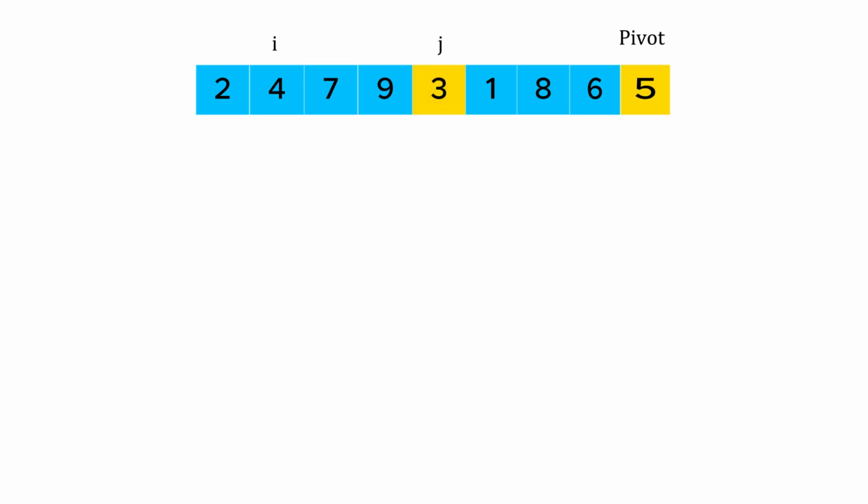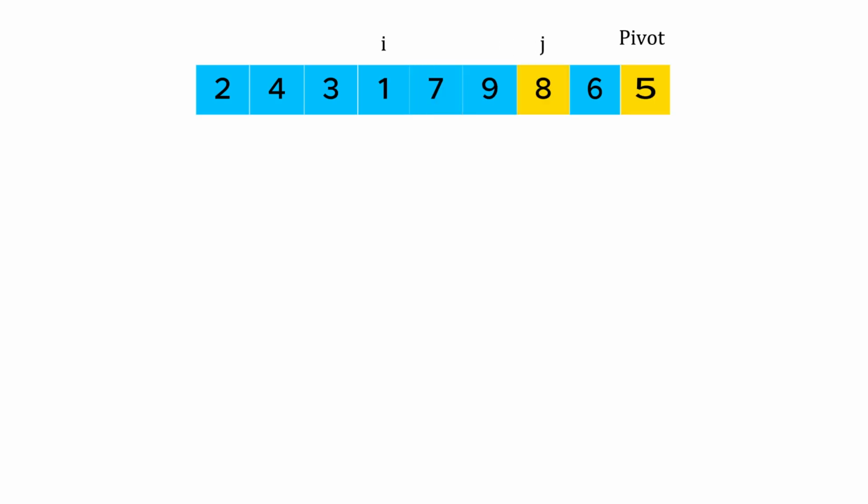We compare 3 with 5. Is 3 less than 5? Yes, it is. So we increment i by 1, swap elements at the ith and the jth positions. So swapping 7 with 3, then moving j forward. Next, we compare 1 with 5. Is 1 less than 5? Yes, it is. Again, moving i forward and swapping 9 with 1, then moving j forward.